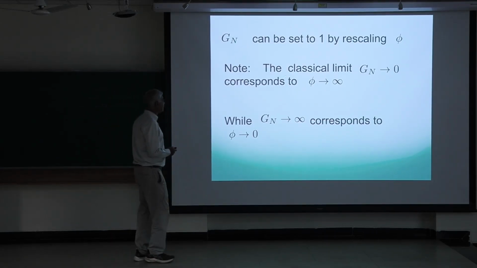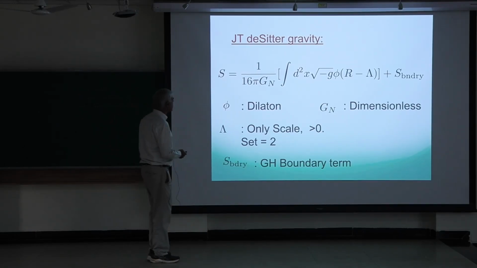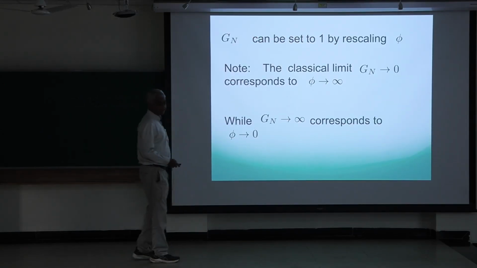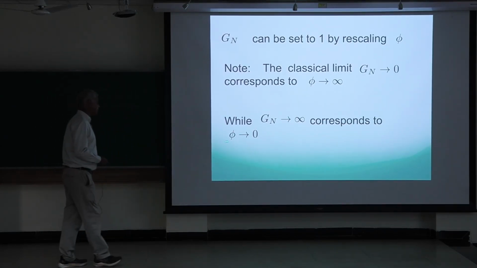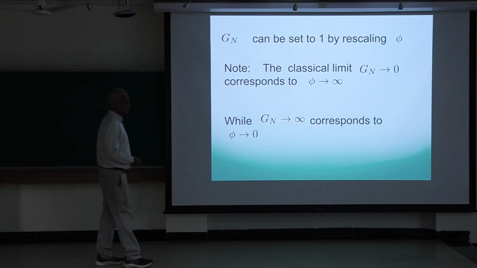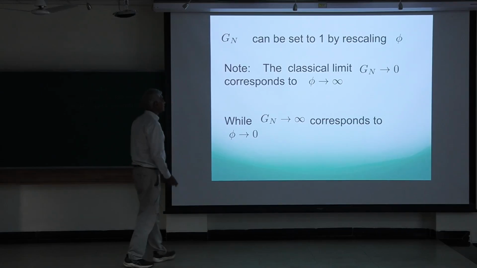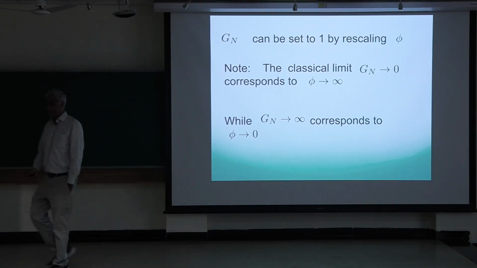And the thing to remember then is that the classical limit, which is G Newton going to 0, because G Newton is in front of the action, so it's like h bar. So the classical limit, G Newton goes to 0, if I redefine phi to be phi over G Newton, then becomes phi going to infinity. Okay, and the very quantum regime becomes where phi goes to 0. Okay, but we'll keep that in mind, and we can then just rescale away G Newton. So this system has no dimensionless parameters in that sense after rescaling.